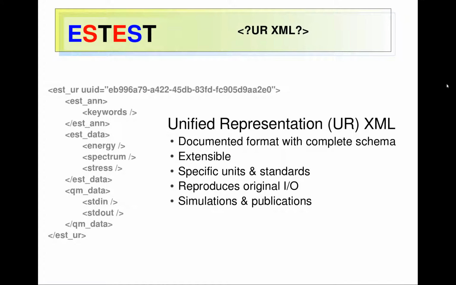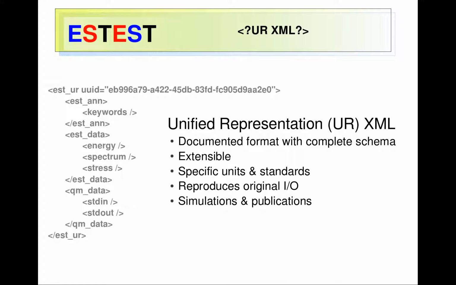And this translation process is completely customizable to take any format in plain text, CML, XML, or binary into the unified representation that is the URXML. So just speaking in a little bit more detail about the URXML, the Unified Representation XML format is one that we develop internally with ESTEST and is completely documented with a full XML schema associated with it. We get several benefits from using the URXML in addition to having this unified representation of all the code I/O and the information associated with that.